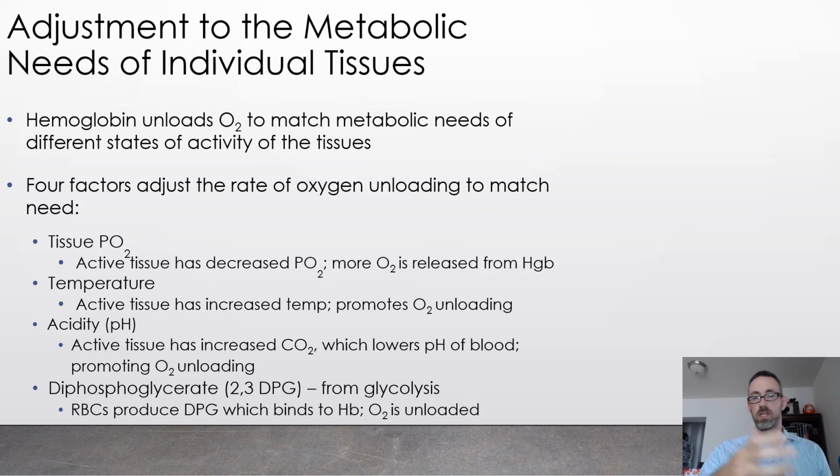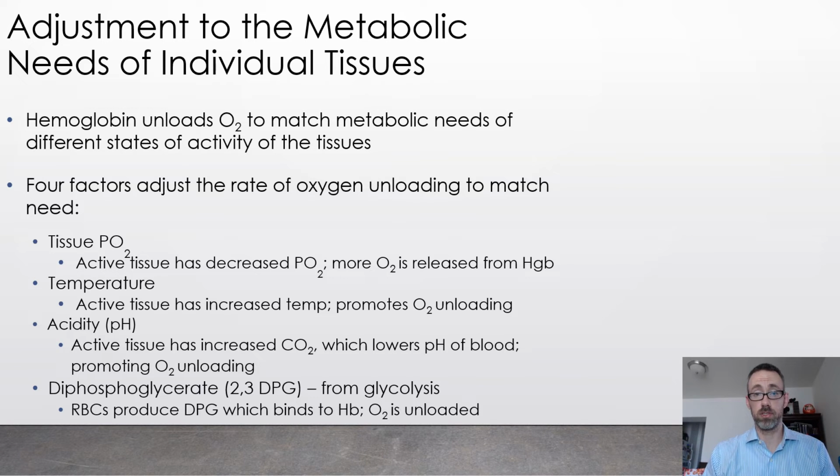So that's what this is really referring to here: these 4 factors that adjust the rate of unloading to match that tissue demand. So for example, if the tissue PO2 is low, it's going to increase the gradient for oxygen, right? So it's going to help to unload that oxygen. So again, active tissue uses up more oxygen, so more oxygen is going to be released from the hemoglobin. So logically, it makes sense.